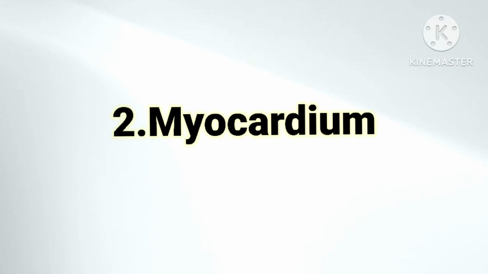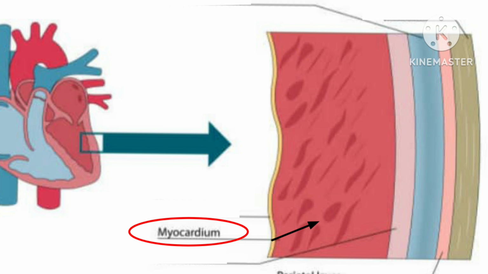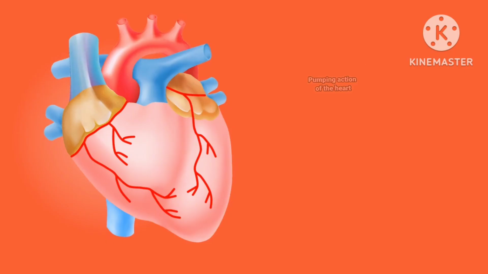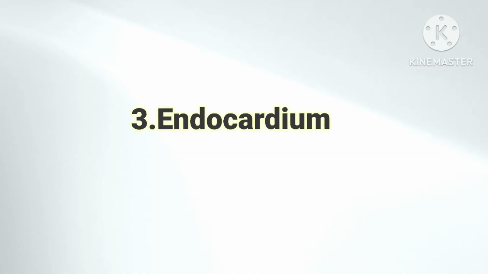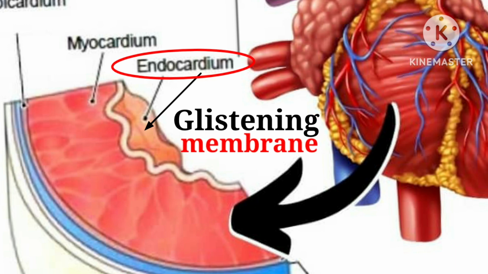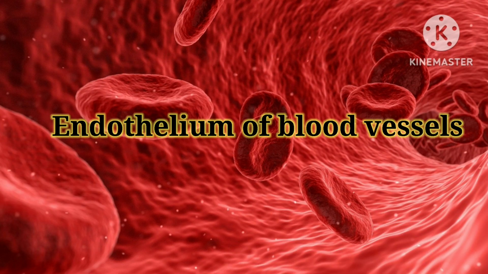Myocardium. The myocardium is the middle layer of the wall of the heart, and it is made up of cardiac muscle fibers, also called cardiac myocytes, and it is responsible for the pumping action of the heart. Endocardium. The endocardium is the innermost layer of the heart wall. As you can see, it's a thin, smooth, and glistening membrane. It is also continuous with the endothelium of blood vessels.